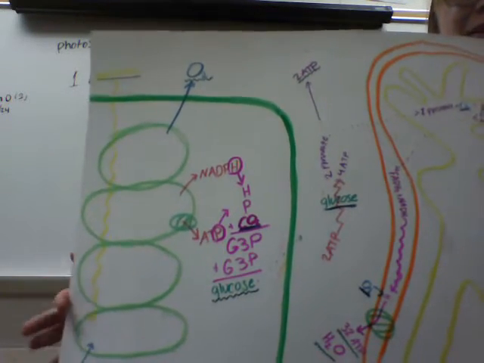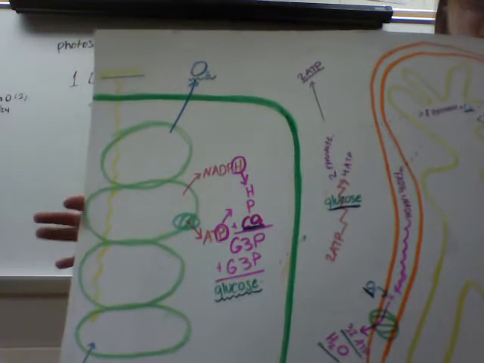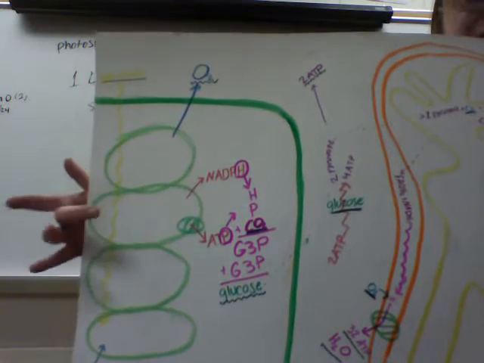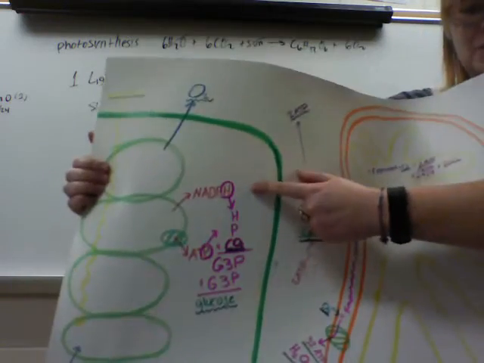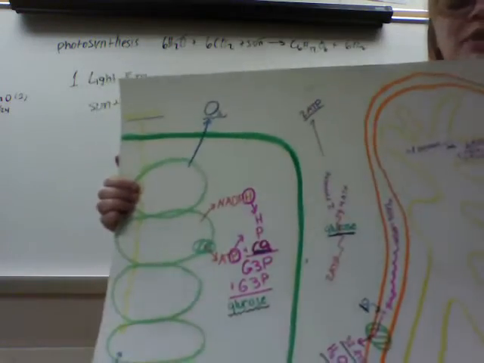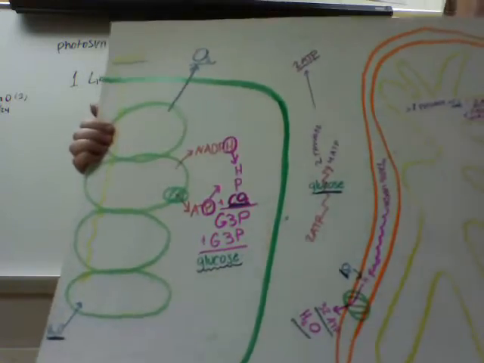When light hits them, the thylakoids get excited and they start to shake. When they start to shake, they lose an electron. That electron gets added to NADP plus to become NADPH. And then we have to replace that electron that was lost. And so that is where water comes in down here.